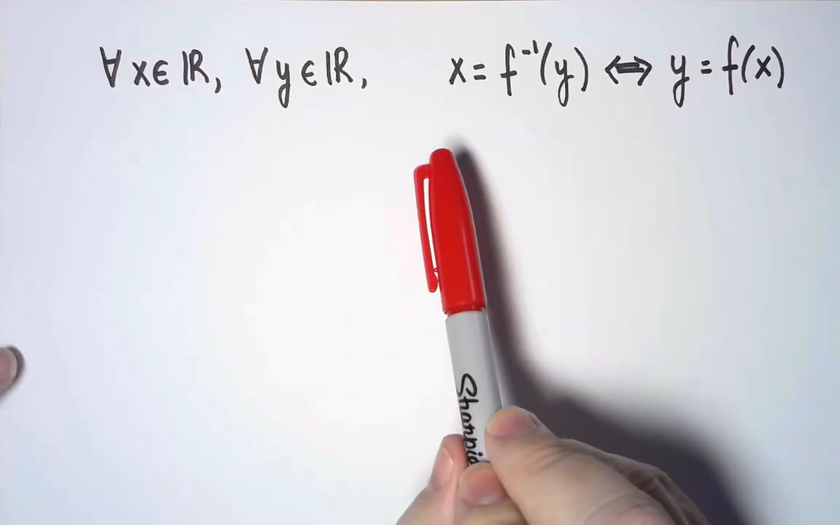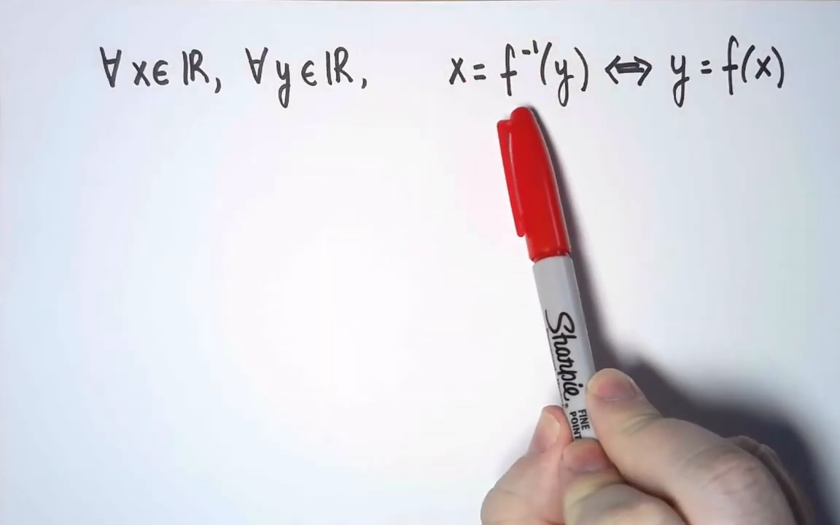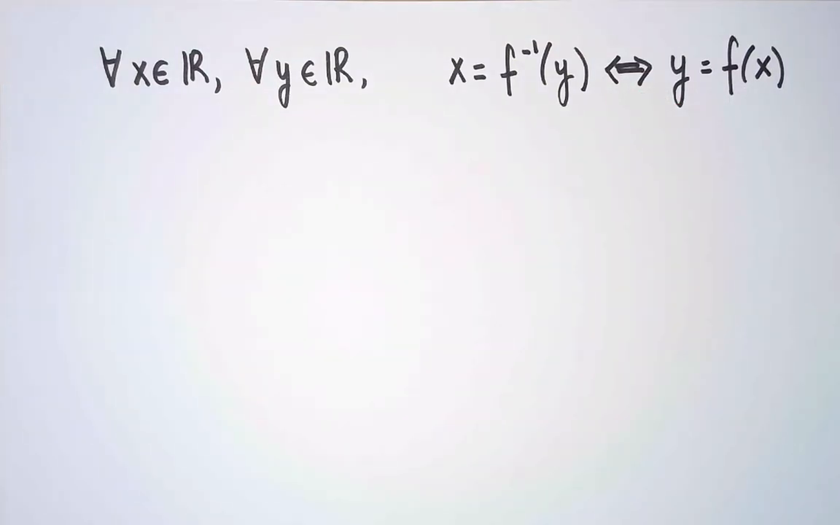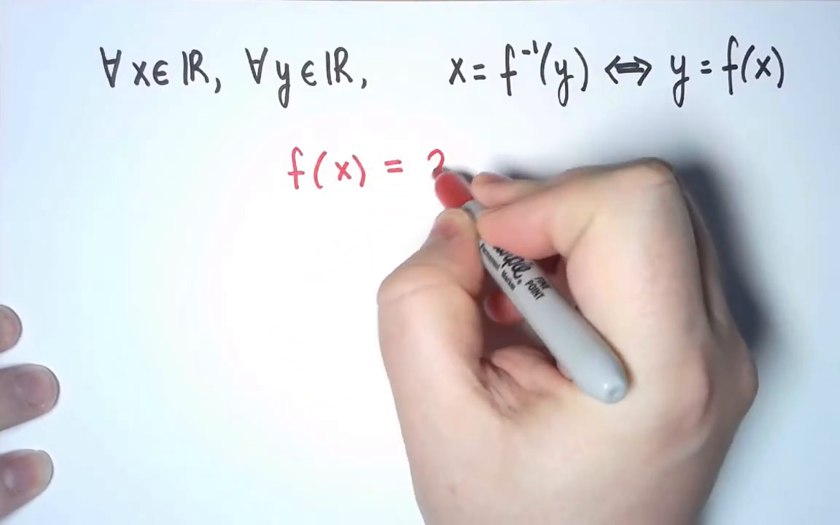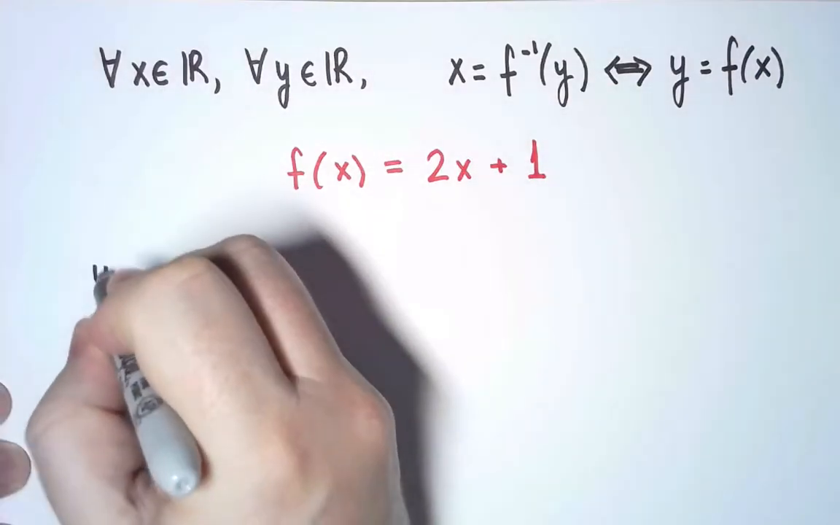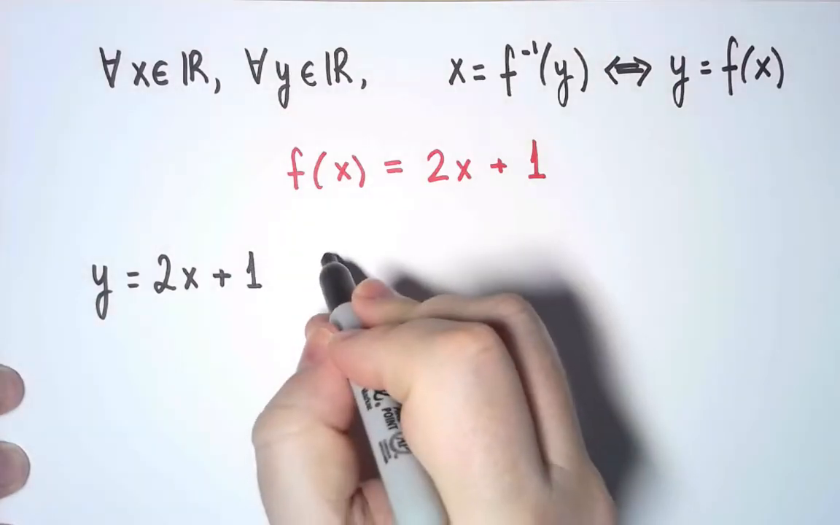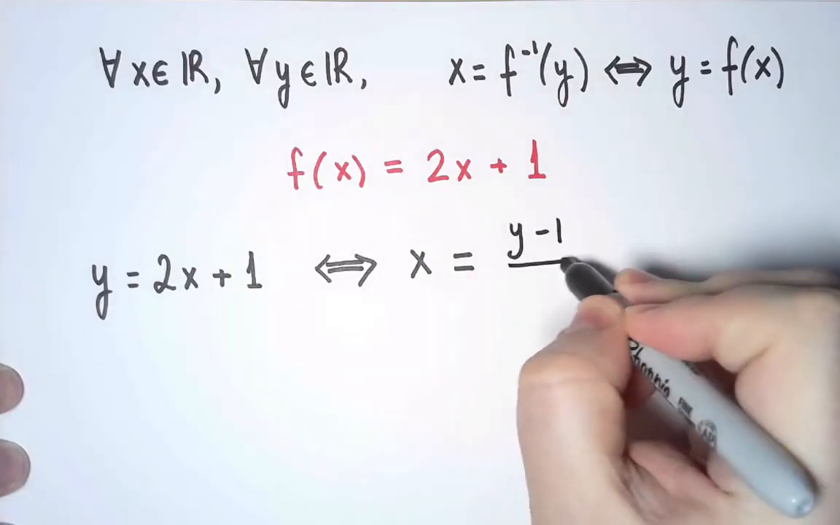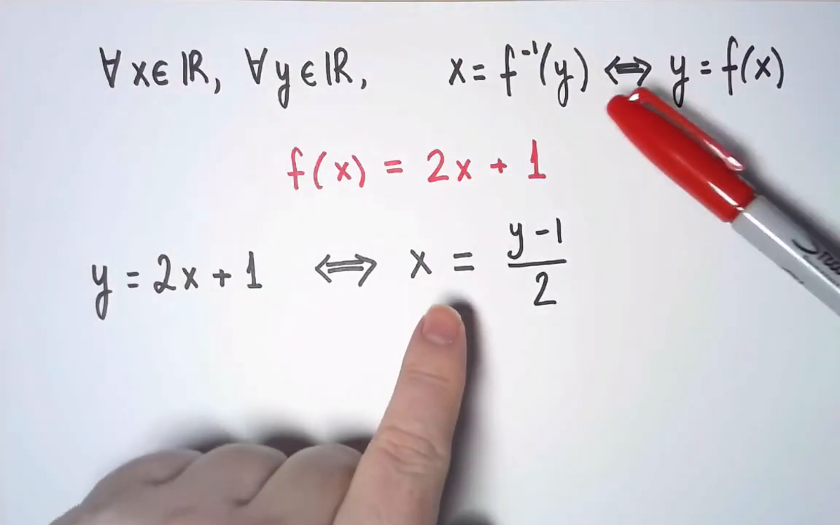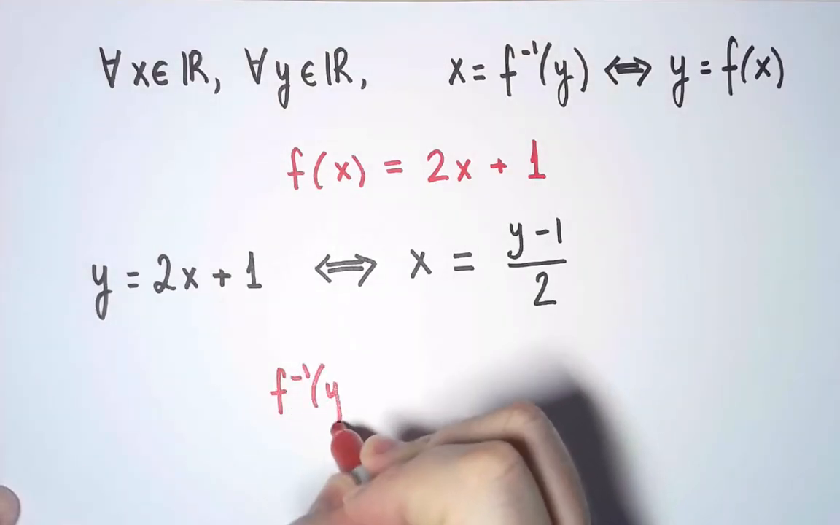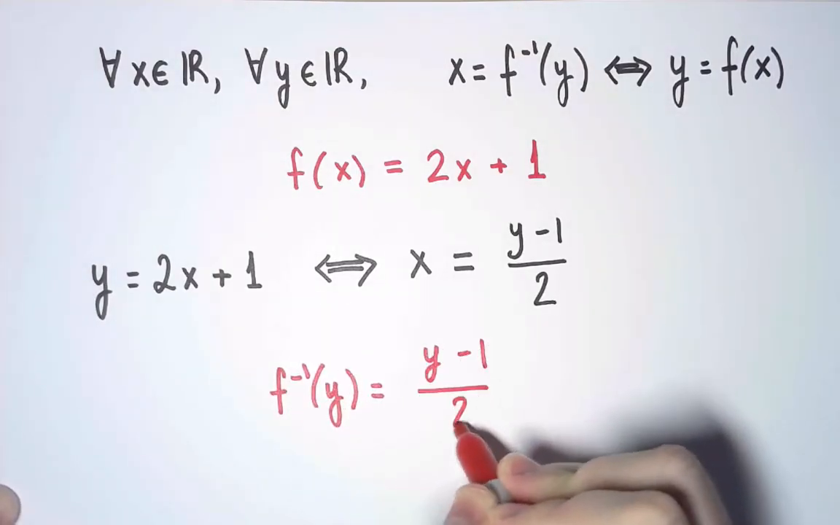The inverse is defined by this statement. x is f inverse of y if and only if y is f of x. We have an equation for f of x equals 2x plus 1. So I can write y equals 2x plus 1, and then I have to solve for x. In this case it is easy. We get x equals (y minus 1) over 2. So I have an equation for the inverse function. f inverse of y equals (y minus 1) over 2.